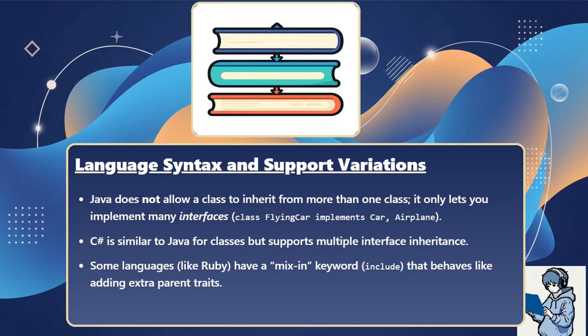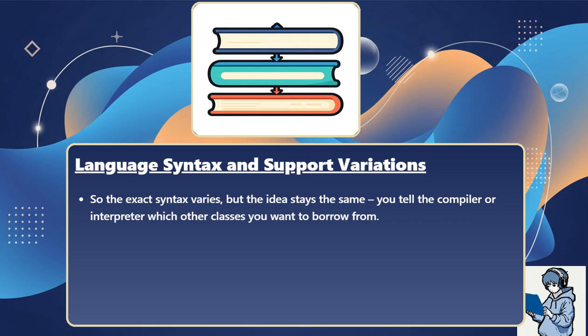Some languages like Ruby have a mix-in keyword, include, that behaves like adding extra parent traits. So the exact syntax varies, but the idea stays the same. You tell the compiler or interpreter which other classes you want to borrow from.